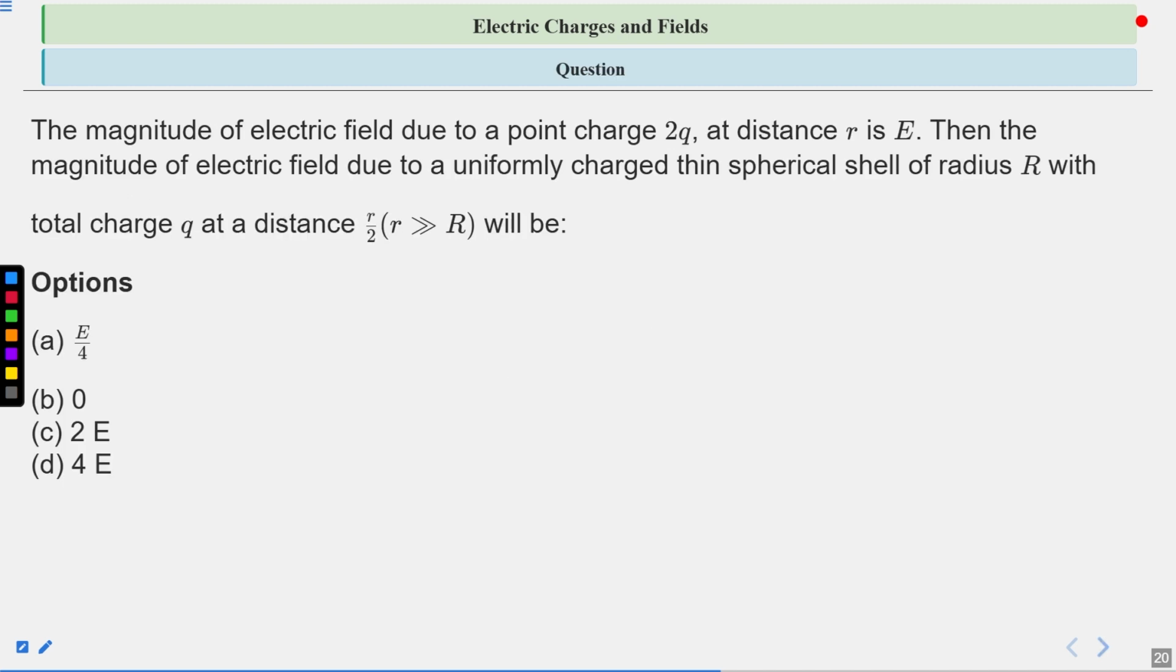Clear? The magnitude of electric field due to a point charge 2q at distance r is E. Then the magnitude of electric field due to a uniformly charged thin spherical shell of radius r with total charge q at a distance r by 2, where r is greater than the radius, will be what? The given options: option A is E by 4, option B 0, option C 2E, and option D 4E. So which one is correct? Please think about this question.